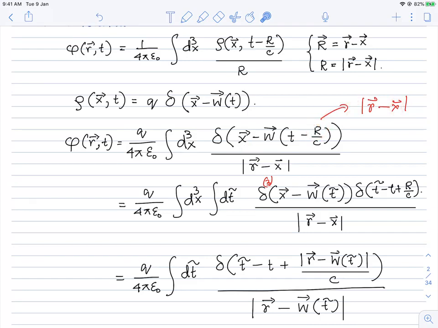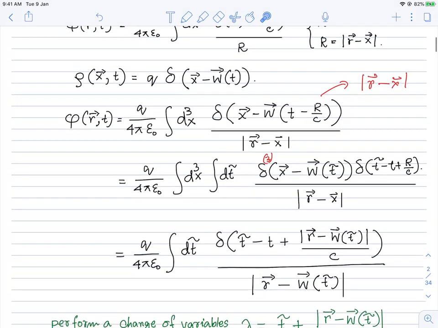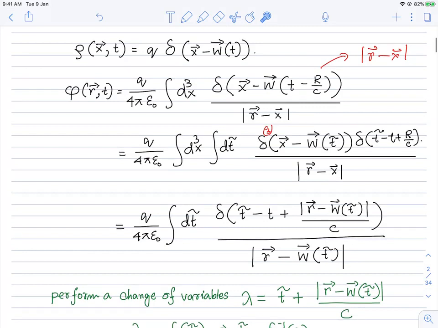So in order to do this integral, we will apply the following trick. You can think of this more like a mathematical trick to evaluate this integral with the delta function. We're going to call this whole retarded time t tilde, and we are going to introduce an integral over t tilde, and we are going to ensure that this t tilde is t minus r by c through this additional delta function.